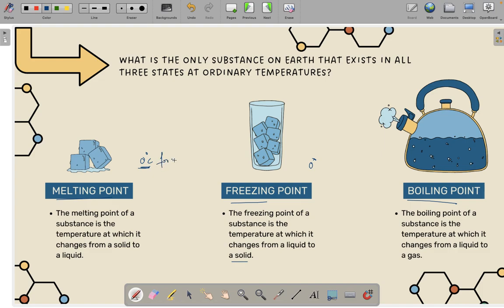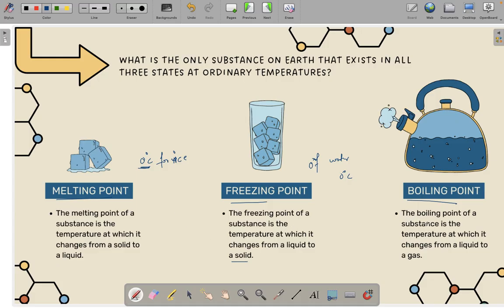Sorry, melting point of ice is 0 degrees Celsius, and freezing point of water is 0 degrees Celsius. Here I am not saying melting point of water is 0 degrees Celsius, because why do I need to melt water? I need to melt ice. So I need to heat ice at 0 degrees to get water, and I need to freeze water at 0 degrees to get ice. That is why I say freezing point of water is 0 degrees, because I have to freeze water, and I say melting point of ice is 0 degrees because I need to melt ice.